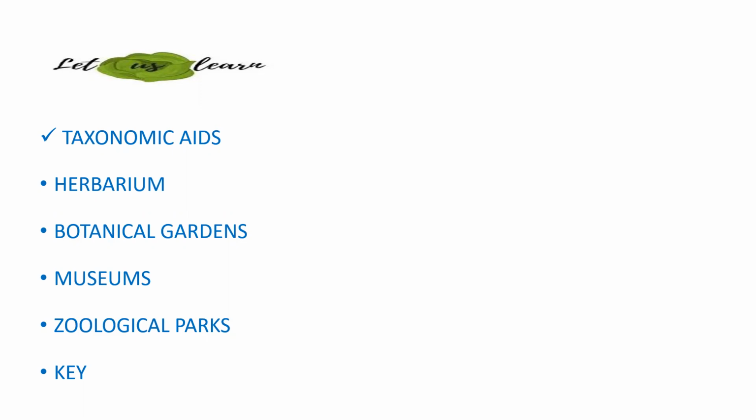We'll be understanding the advantages of taxonomic aids and the types of taxonomic aids which are involved in the study of taxonomy, like herbarium, botanical gardens, museums, zoological parks, which are also called as zoos, and the keys, which are called as taxonomy keys. So all these will be learned in today's class.